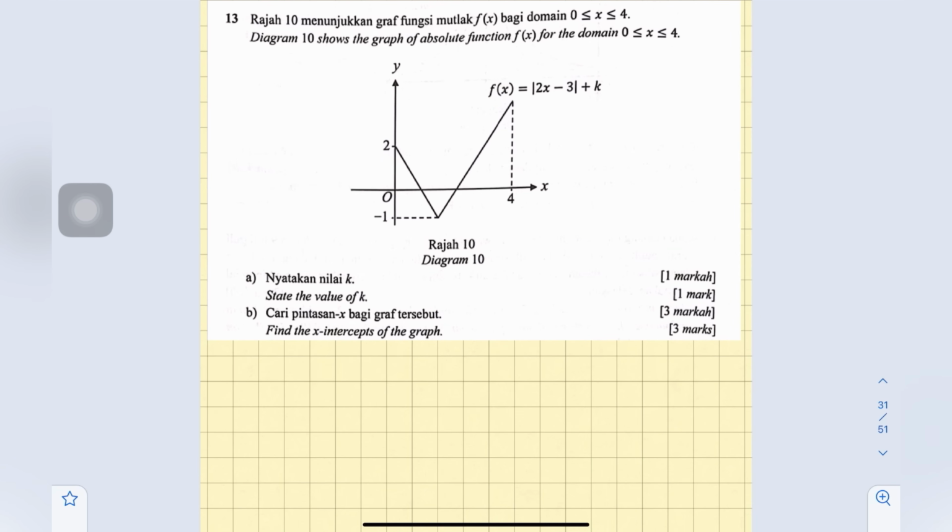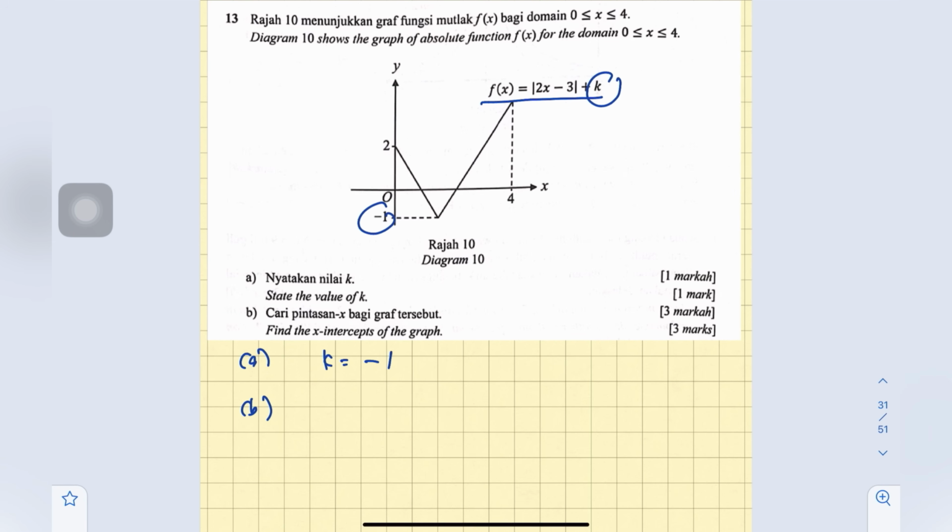Number 13, diagram 10 shows the graph of the absolute value function f(x) for the domain x more than or equal to 0 but less than or equal to 4. A, state the value of k. From the given function, okay, this form looks like vertex form in a quadratic function. Okay, so then k is the minimum point. So for this graph, the minimum point is -1. So A, k equals -1.